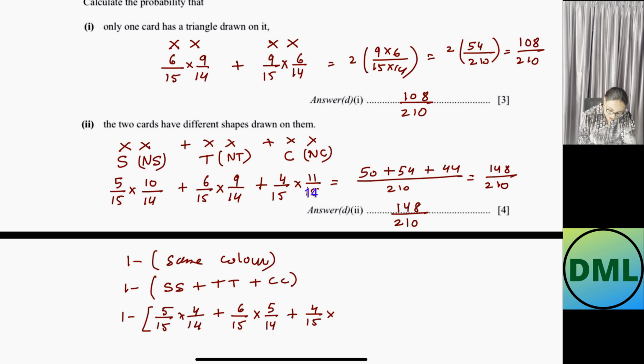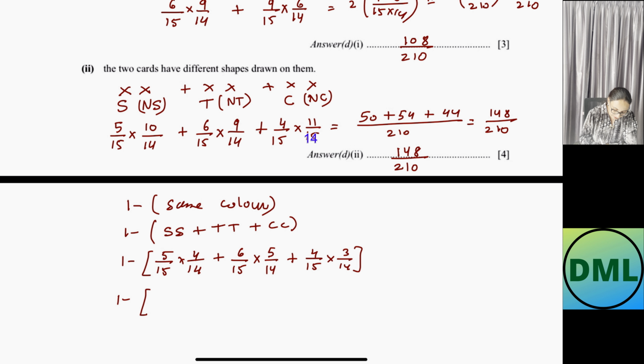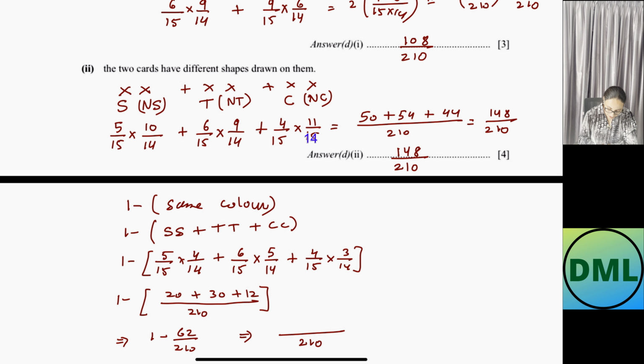I need to calculate that. Let's write down here. 1 minus 5 times 4 is 20, plus 6 times 5 is 30, plus 4 times 3 is 12, over 15 times 14, which is 210. If I add all of them, this will be written as 1 minus 62 over 210. Take the LCM as 210. 210 minus 62 gives 148 over 210. This is the same answer that we found earlier.